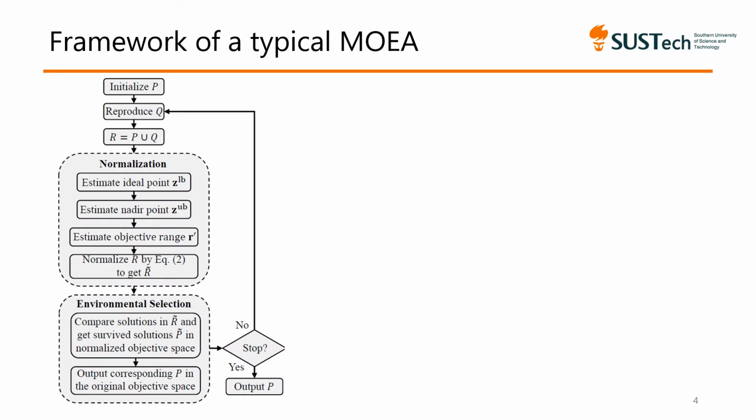Various multi-objective evolutionary algorithms, MOEAs, have been proposed to search for the Pareto front. Here shows the framework of a typical MOEA. In order to deal with MOPs with differently scaled objectives, a normalization method, which is an independent algorithmic block, is almost always used in an MOEA, such that the environmental selection is properly performed in the normalized objective space.